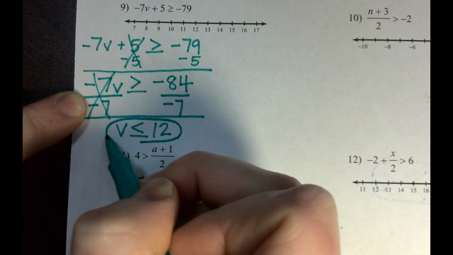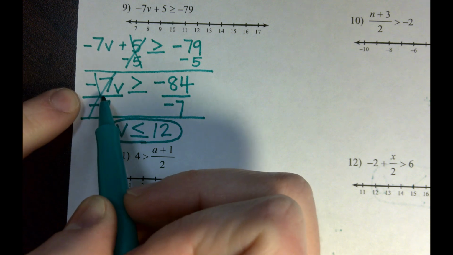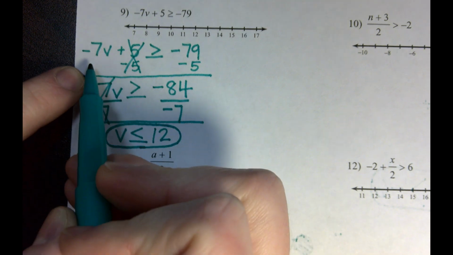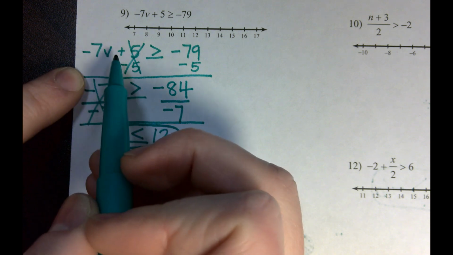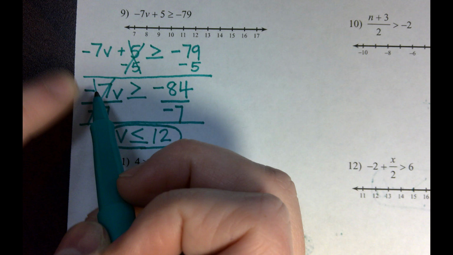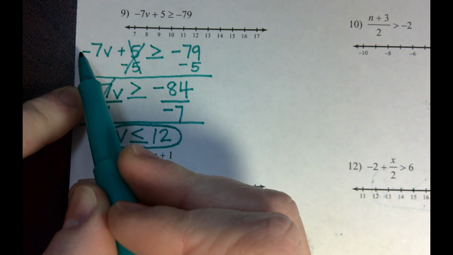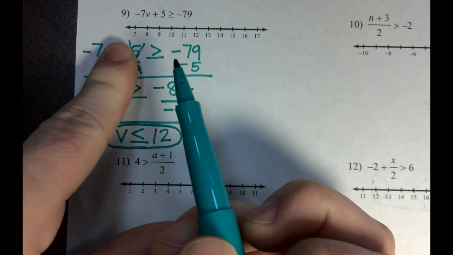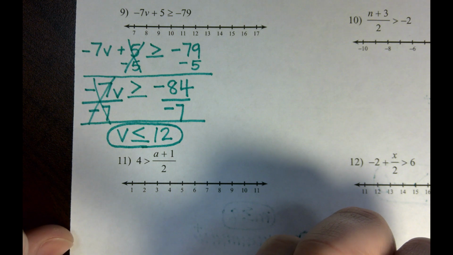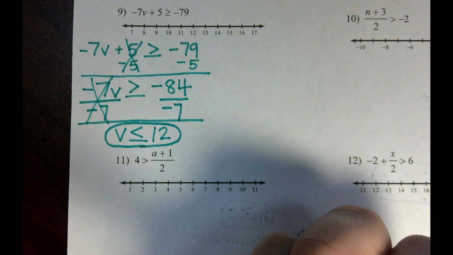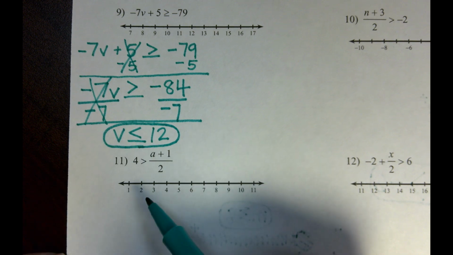So you don't add the 7s on each side? We don't add the 7s on each side because what's happening here is it's -7 times v, times our variable. So we need to divide to get rid of it, to get v by itself. If it was just -7 with no variable, then we would add 7. Okay, so the symbol is pretty much multiplication. Yes. Okay, so we have v is less than or equal to 12.